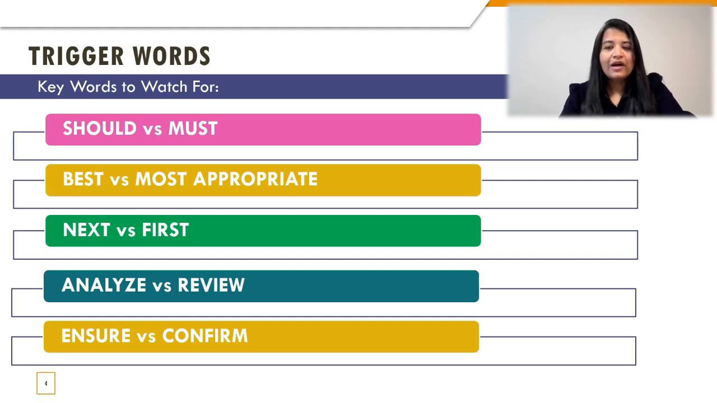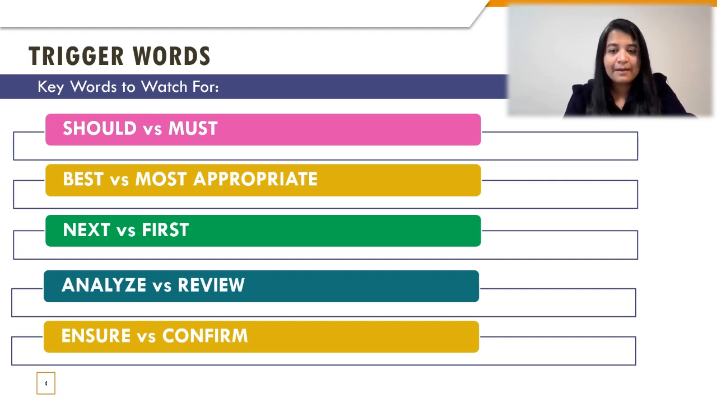Moving on to the third one, which is next and first. You will see questions asking what should you do next as a project manager, or maybe what should you do first as a project manager. So next is nothing but the immediate chronological step, as the name says. But first is the most important action, which is not necessarily included in the chronological step.